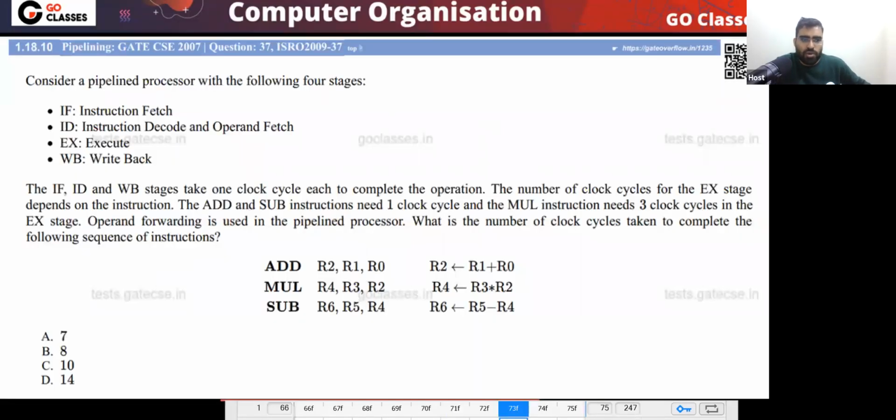Logically, are you getting the feel of the pipeline? This pipeline is not a monstrous, terrible or terrifying concept. This is a very simple concept. If you just understand this logically, it is very, very, very simple. So now we are going to solve the GATE questions. Let's start with this question. Can you try this?